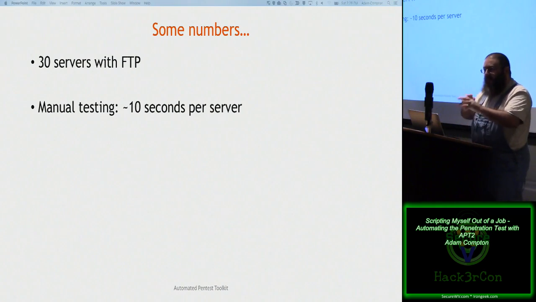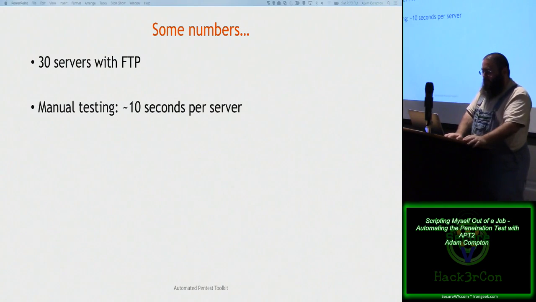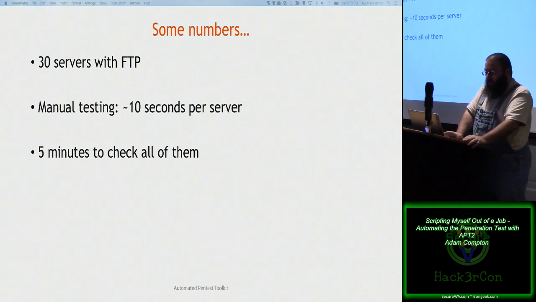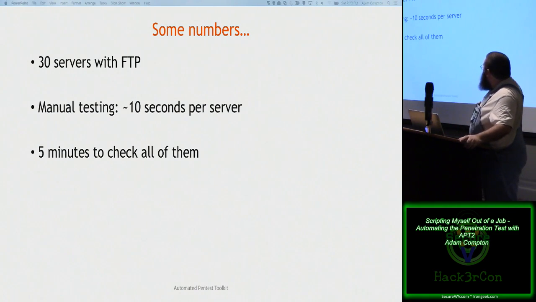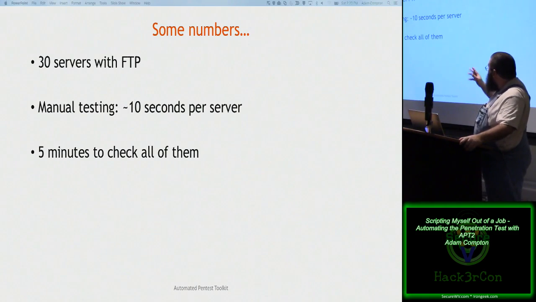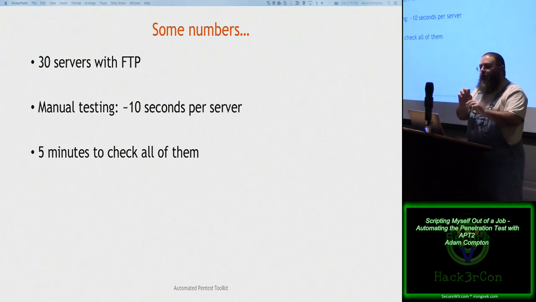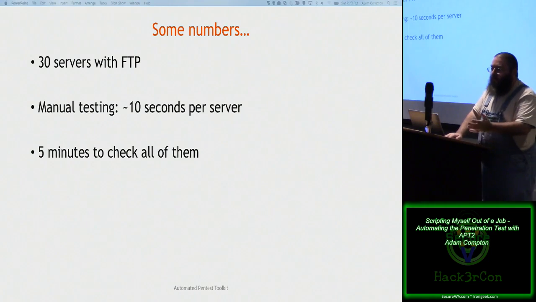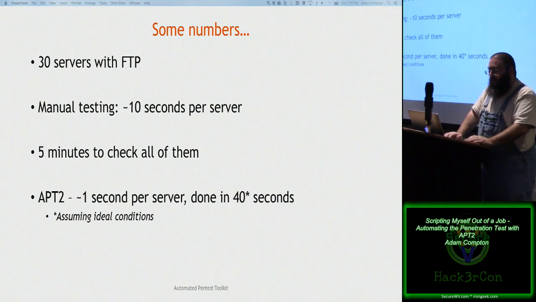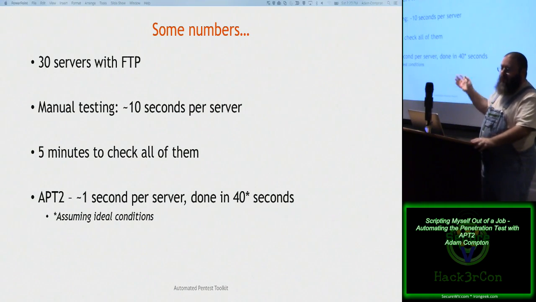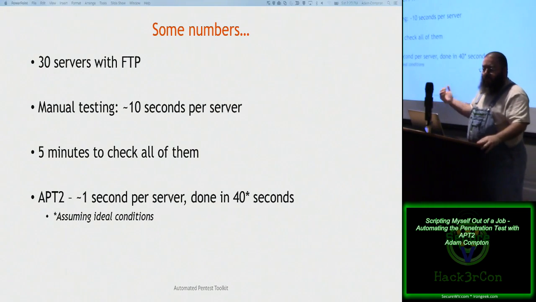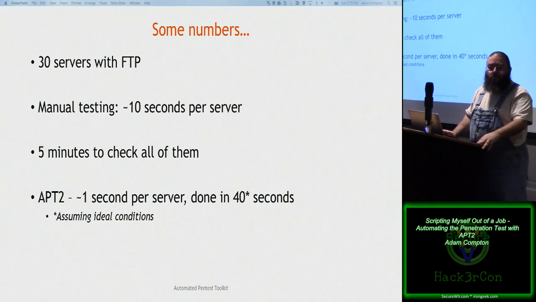So let's just do a quick run through some numbers here, just ballpark figures, baseline, and then we'll jump into the demo. Let's say you have 30 servers with FTP. You want to test each one for anonymous FTP. You're probably going to spend about 10 seconds per server to test it, manually type it in, figure out what's there. That's a little bit on the long side, but still you're looking at a couple minutes to check them all.